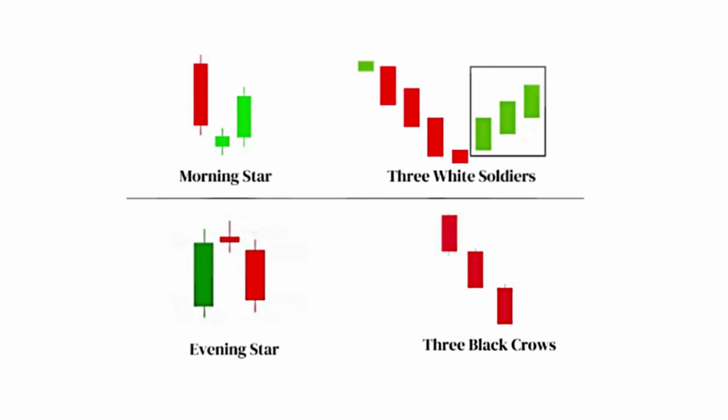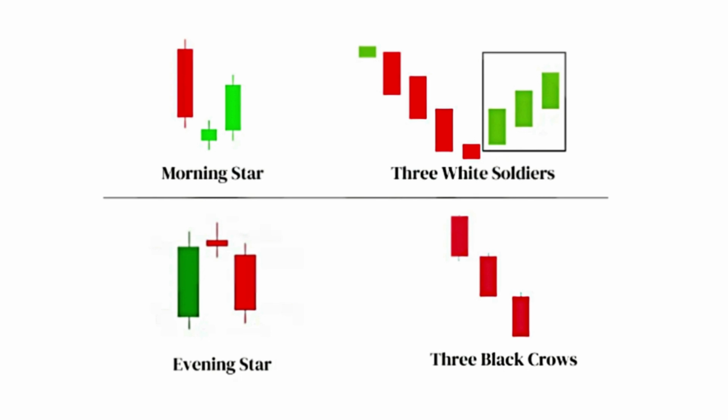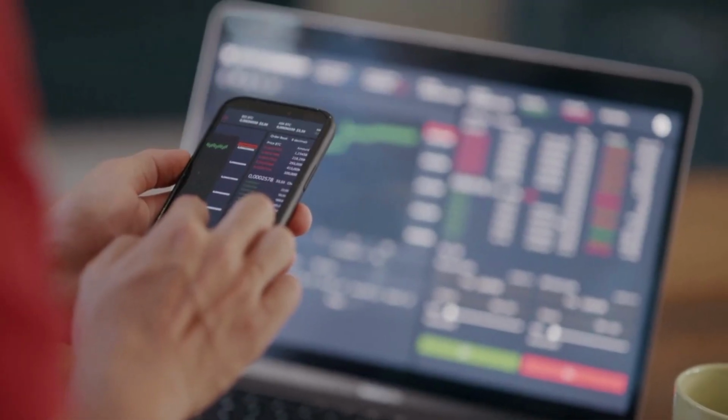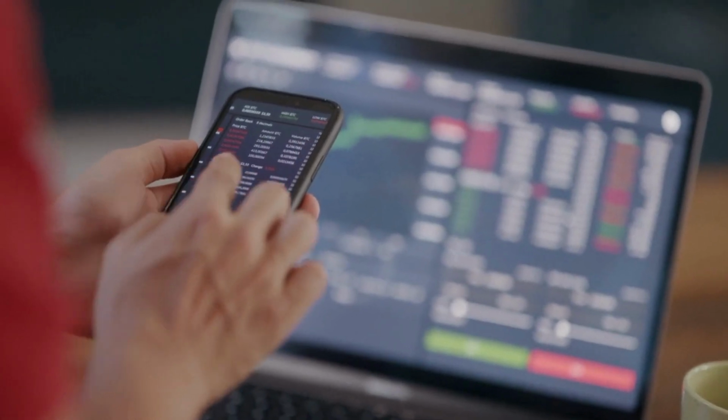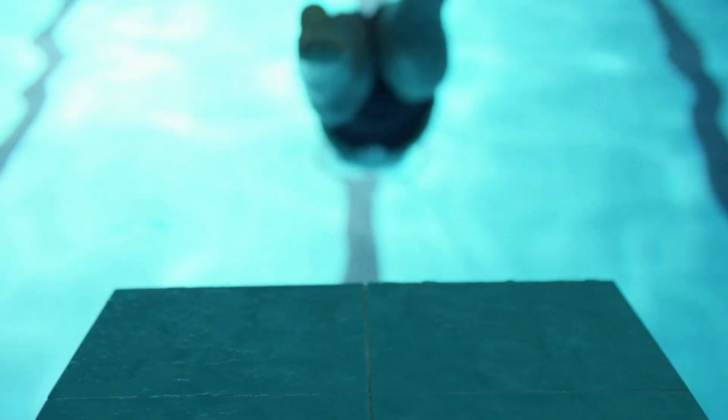3 candle patterns are widely used by traders to identify potential reversals, continuations, and momentum shifts in the market. Mastering them can significantly enhance your ability to time entries and exits more effectively. Let's dive in.